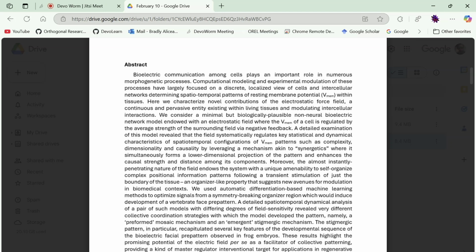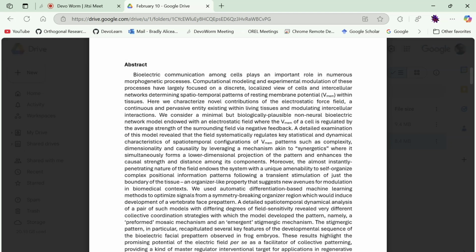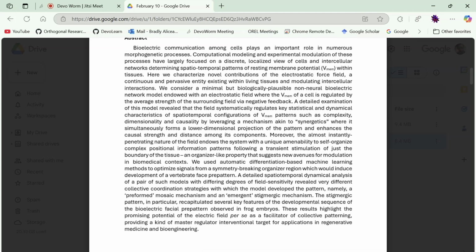So yeah, that's that part. And then they proposed that this self-organization of complex positional information of patterns has this organizer-like property that suggests new avenues for modulation in biomedical contexts. So this could be applied to some sort of biomedical context, bioengineering context, synthetic biology context.